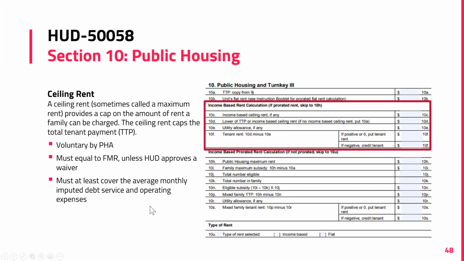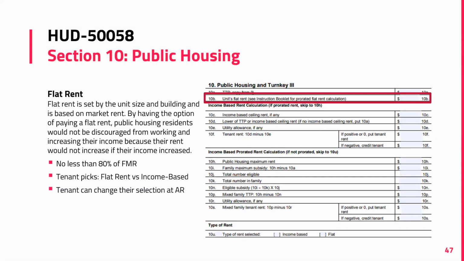The next portion I want to talk about is the ceiling rent. Sometimes it's also called a maximum rent. This provides a cap on the amount of rent a family can be charged. So this caps the TTP. So you have now the flat rent, which is the rent that they set for the property, right? And I'm going back really quickly, that is no less than 80% of fair market rent.